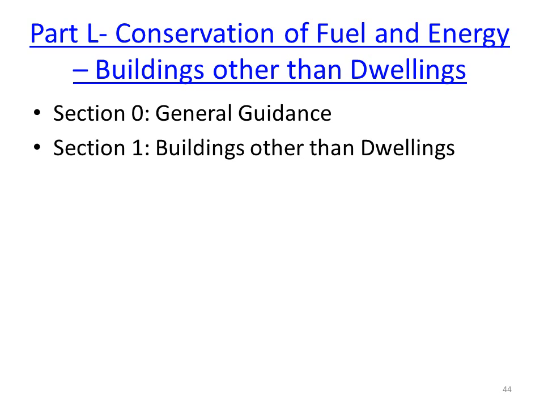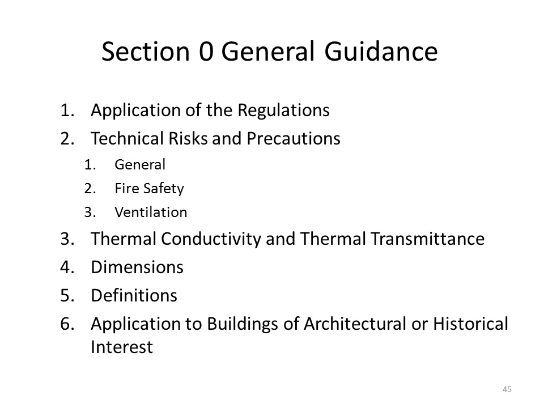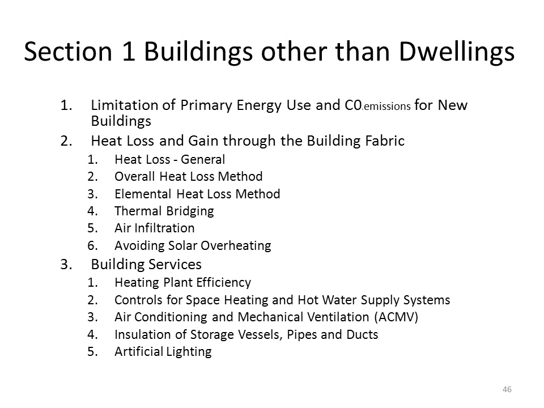Then we have the other document here, the other part, which is conservation of fuel and energy, buildings other than dwellings, and a lot of this information is quite similar to what's in the previous document. We have a section 0, general guidance, section 1, buildings other than dwellings. So section 0, general, we have application of the regulations, technical risks and precautions, general, fire safety, ventilation, thermal conductivity and thermal transmittance, dimensions, definitions, application to buildings of architectural or historical interest. So it's nearly identical to the previous one on dwellings.